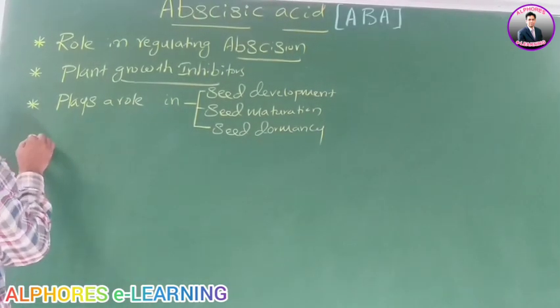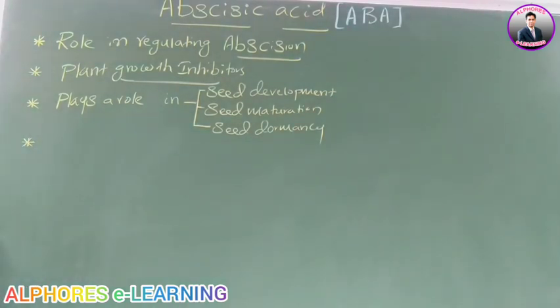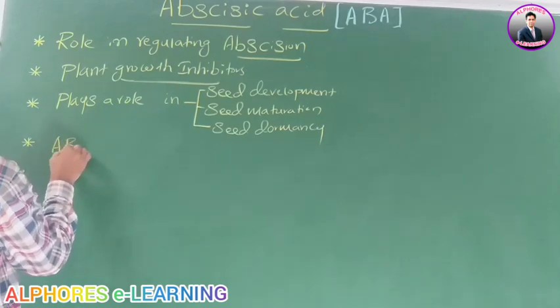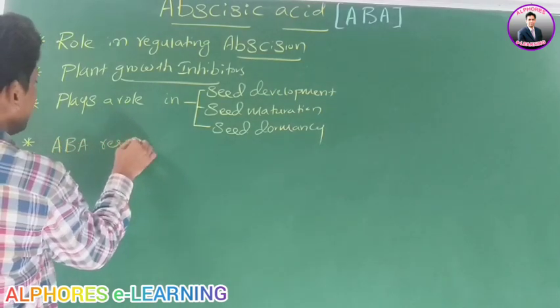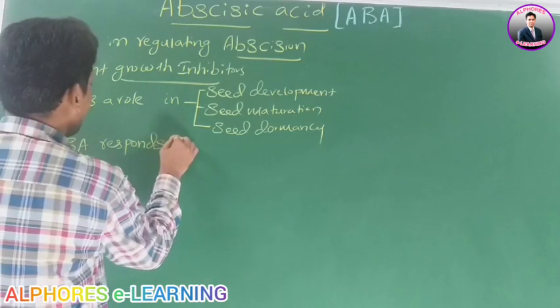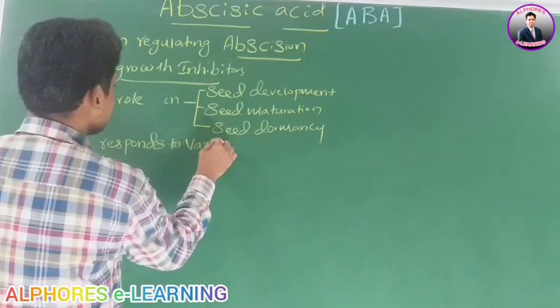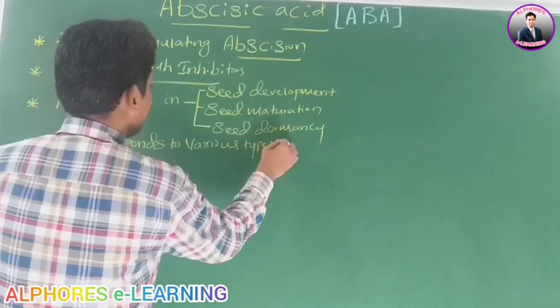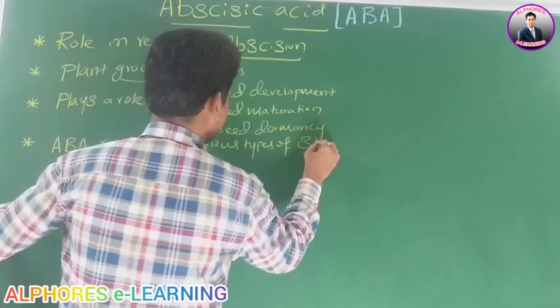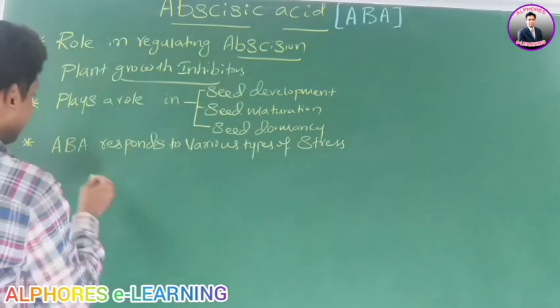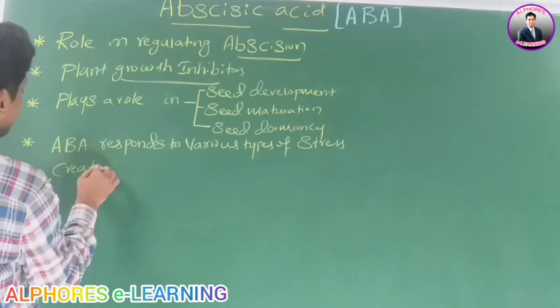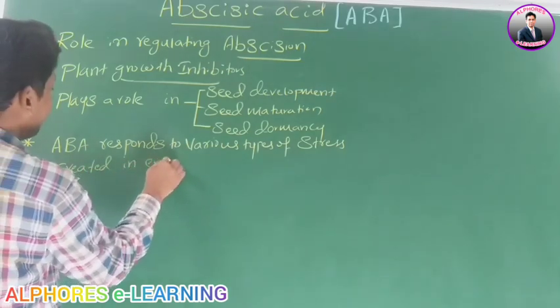This abscisic acid responds to various types of stress created in the environment. That's why abscisic acid is called a stress hormone. Therefore, ABA, that is abscisic acid, responds to various types of stress created in the environment.